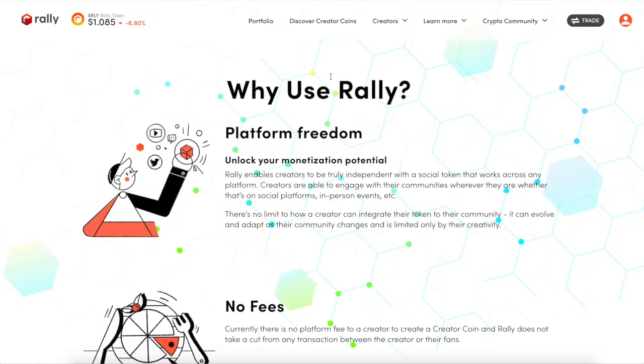But if you didn't know that, Patreon takes like 50% of the fees or 50% of the money that you send to the creator. So technically you aren't even supporting the creator, you're supporting the payment processor. So if you're wanting to support a creator, this is how you can do it.